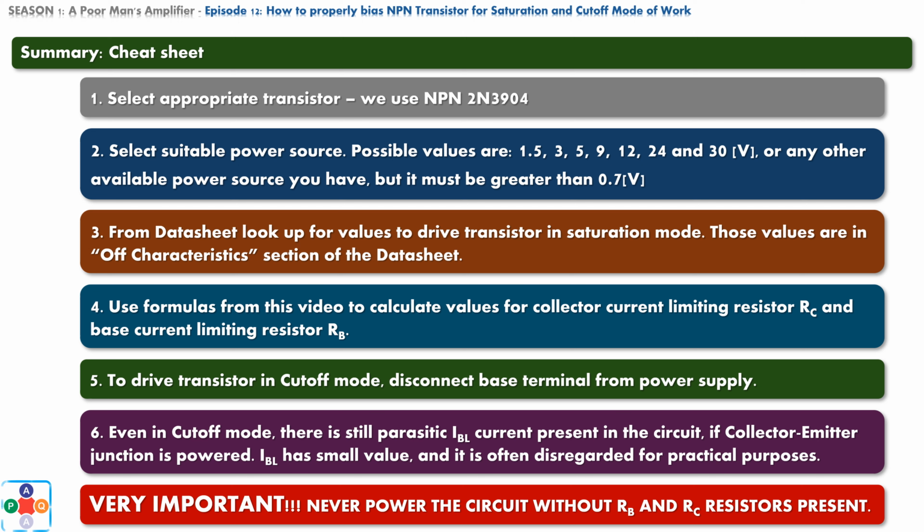From datasheets off characteristics section, look up values for base and collector current to drive transistor in saturation mode. Use provided formulas to calculate values for resistor at collector and resistor at base terminal. If you want to drive transistor in cutoff mode, disconnect base terminal from power source. Remember that even when you disconnect base from power source and leave collector emitter junction powered, there is still going to be present small parasitic base cutoff current IBL. And most important thing, never power the circuit without suitable base and collector resistors present.